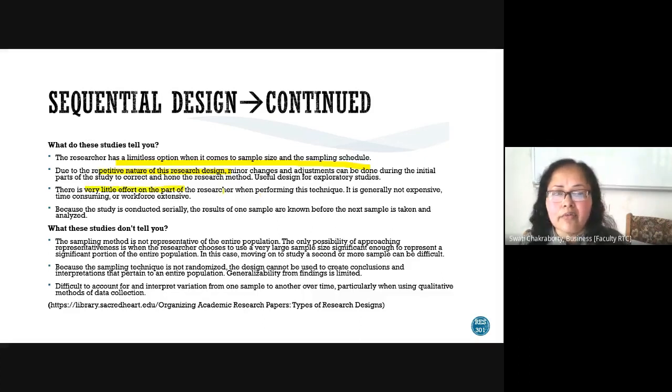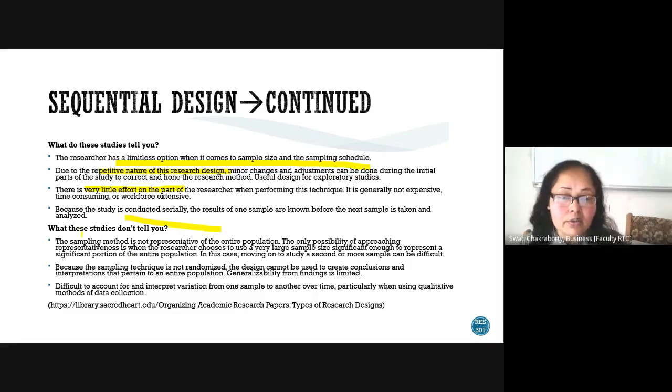There is very little effort on the part of the researcher when performing this technique. It's not expensive, time consuming, or workforce extensive, and because it is conducted serially, the results of one sample are known before the next sample is taken and analyzed.